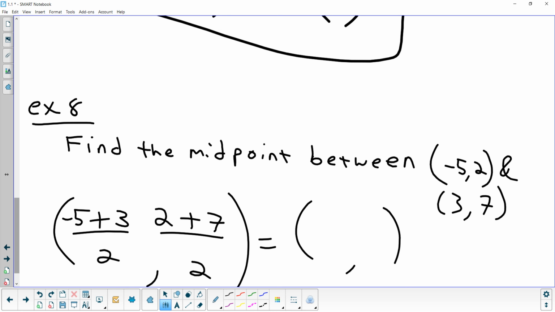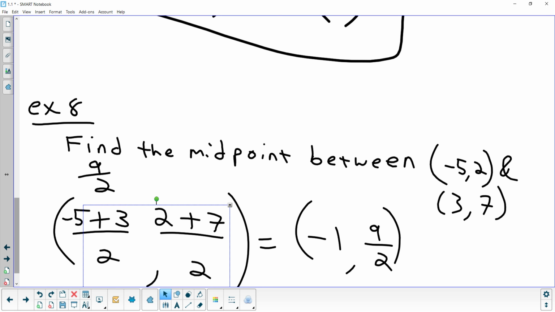All right, Abigail, what is -5 plus 3? -2. And if you divide that by 2? -1, yeah. So -1. 2 plus 7 is 9. 9 divided by 2. You can either leave it as 9 divided by 2, like on Edgenuity, that would be marked correct, or you could put in 4.5. That would also be fine. I'm just going to leave it as 9 over 2. Okay, so that's the midpoint.